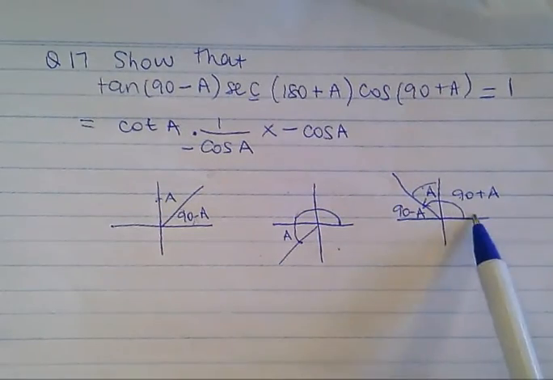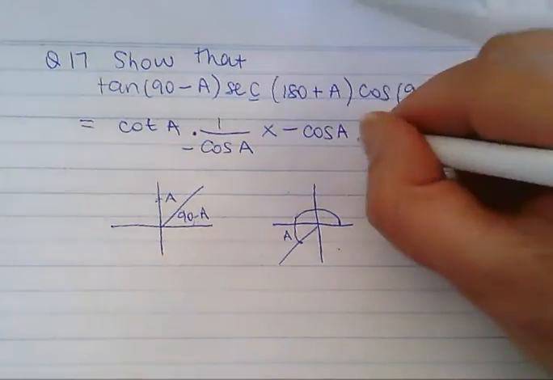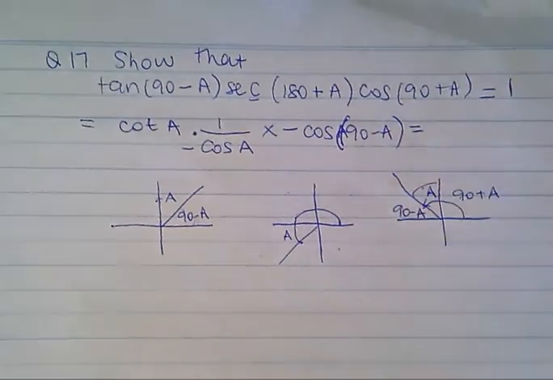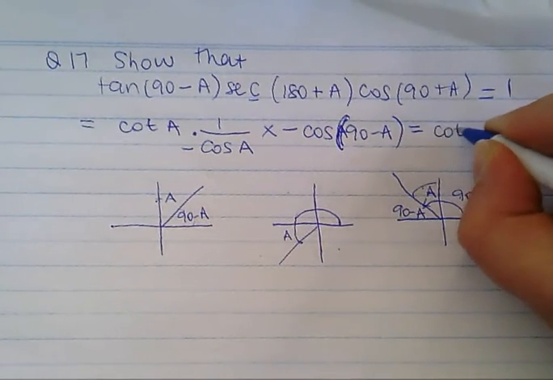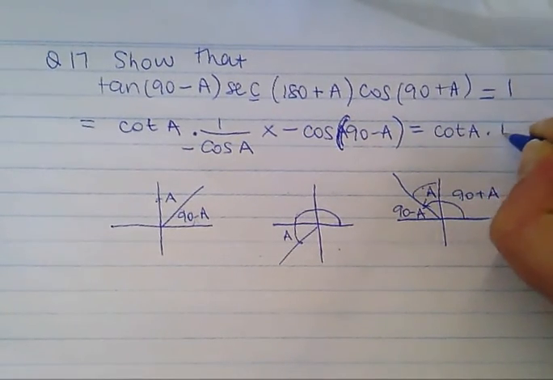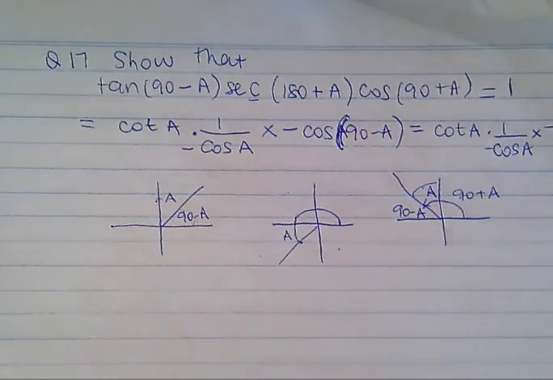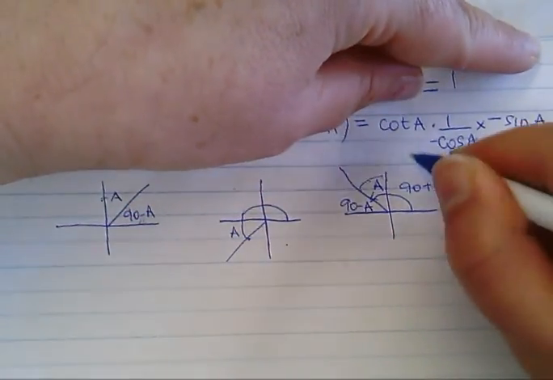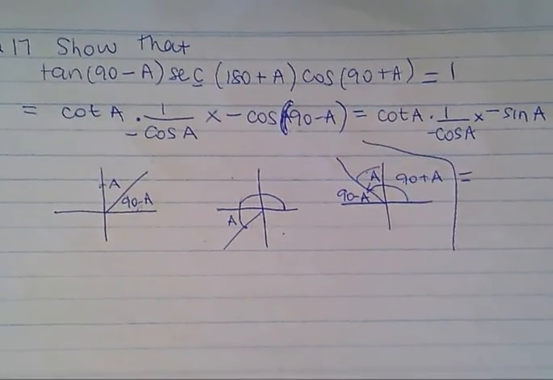Cos of 90 plus a is quadrant 2. That's 90 plus a. That's the same as cos of 90 minus a, which is negative sine a. So cot a times 1 over negative cos a times negative sine a. Look, this is actually leading into the next thing that we haven't done this year, but you did do it last year. Do you know what sine on cos is, girls?